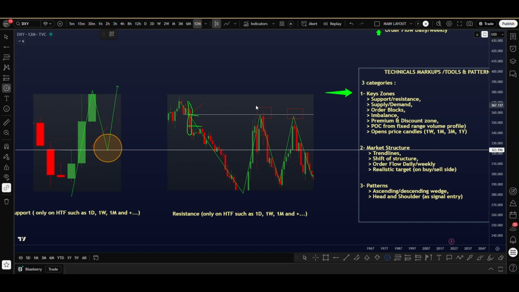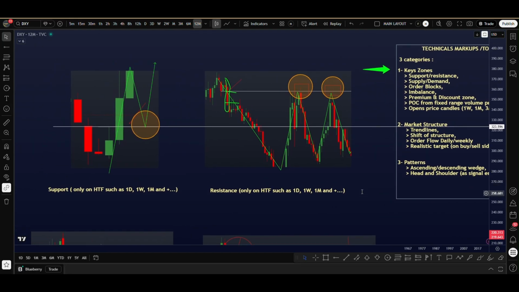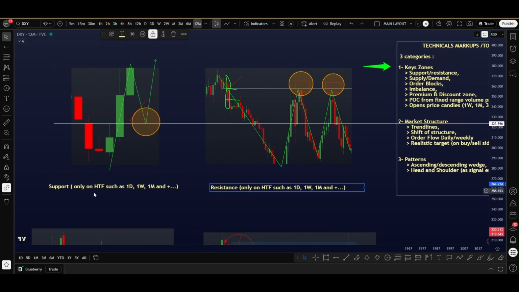Price reacted twice. So as a trader, I want to get in this trade. I want to identify a signal in a lower time frame to short this market. That's how I will use my resistance and support zone.